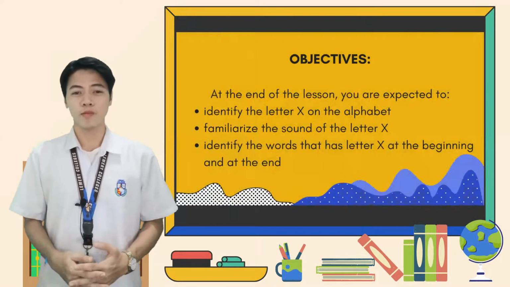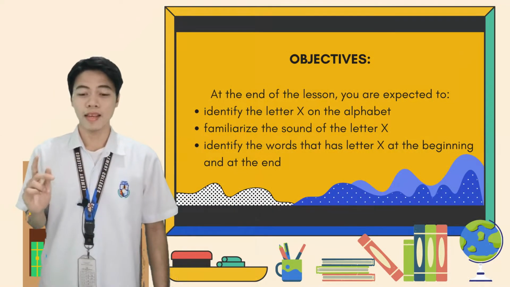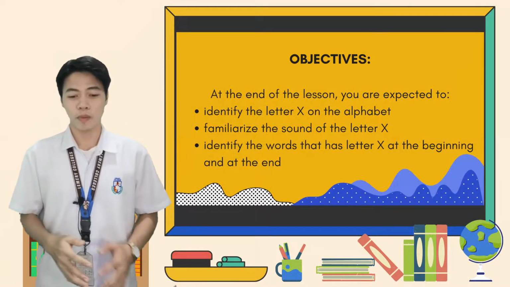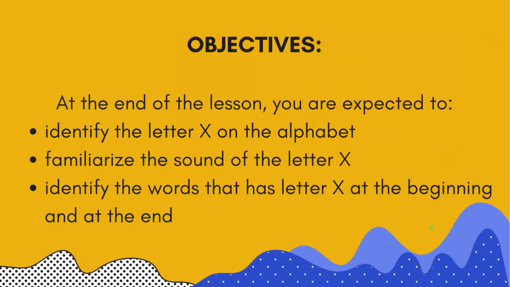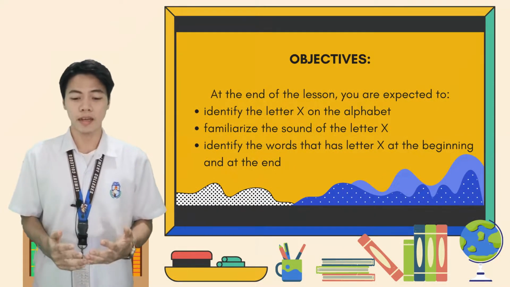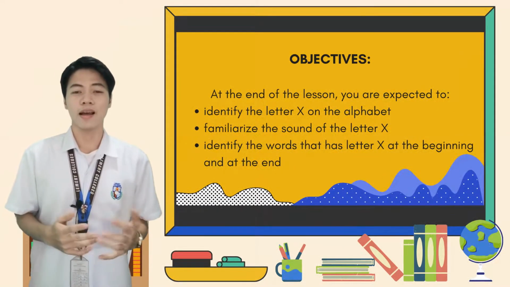Here are the objectives of our today's lesson. At the end of the lesson, you are expected to identify the letter X on the alphabet, familiarize the sound of the letter X, and identify the words that has letter X at the beginning and at the end.